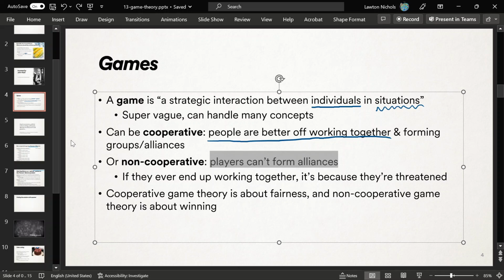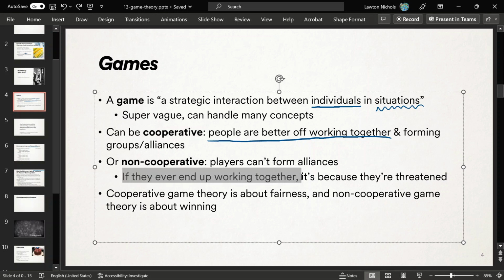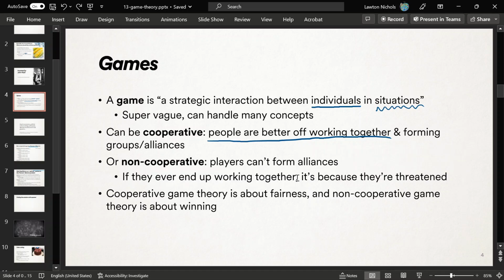Things will not end well for you if you form an alliance. The only reason in a non-cooperative game that you might end up working with another entity is that you feel threatened in some way. That's what the definition says. So that's kind of funny. Cooperative game, alliance is good. Non-cooperative game, alliance is bad. You're worse off working with other people, which is interesting.